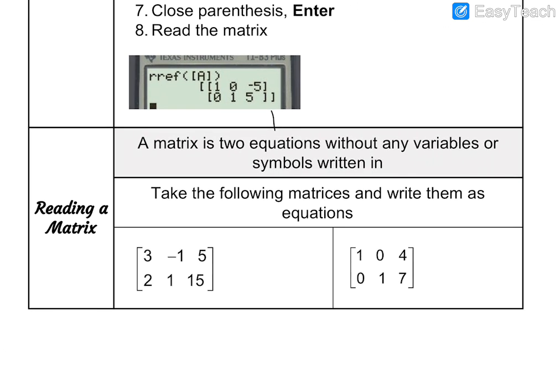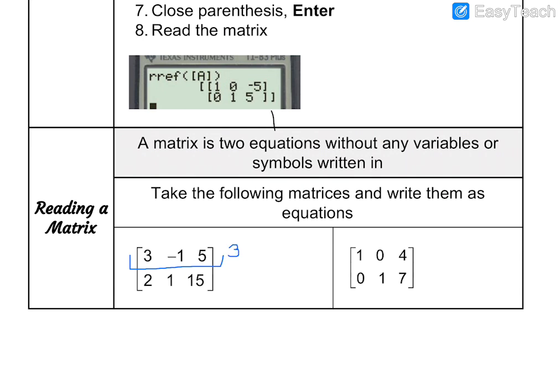Alright, so just a little bit about what the matrix looks like. It's two equations without any variables or symbols written in. So we're just going to fix this and write it as we would see it as the equation. Take the following matrices and write them as an equation. So I'm going to take this top line. All we've done is taken out all of our x, y's, and equals.